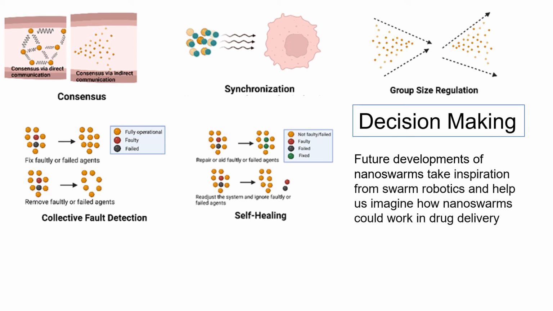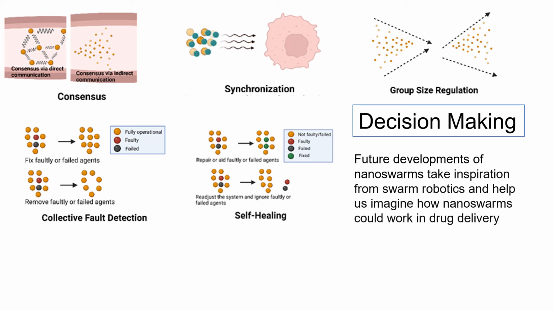Collective fault detection within the nanoswarm determines deficiencies of individuals. The nanoswarm system could determine individuals that have deviated from the desired behaviour of the nanoswarm. So, for example, the nanoswarm could increase the stability and resilience of the drug delivery system by maintaining continuous operation, even in the event of a failure of one or more individual agents.